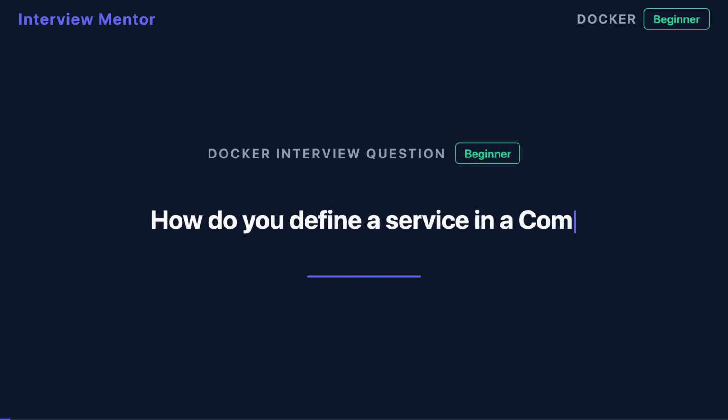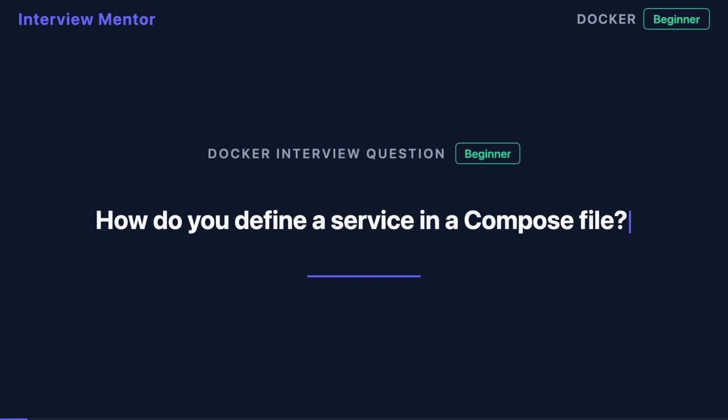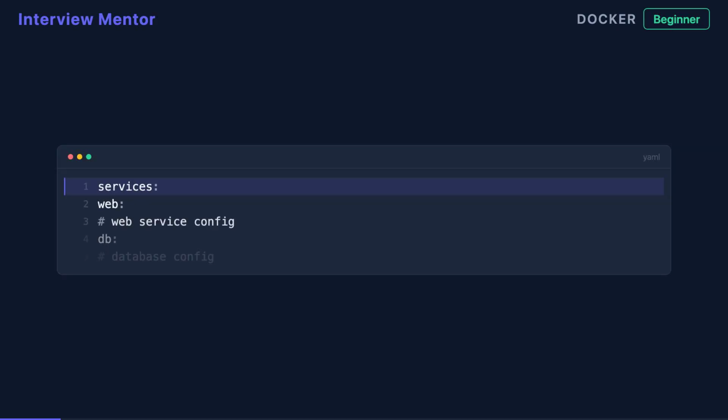Most developers can run Docker Compose, but can't explain what a service definition actually contains. Let's fix that. A Docker Compose file organizes everything under a top-level services key. Each child key you add under services becomes the name of one container.